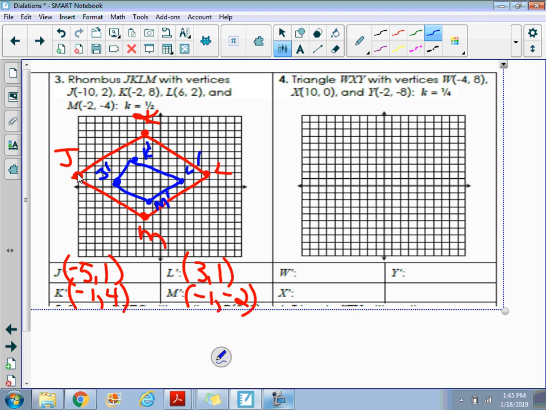You guys try number 4. Are we going to get a fraction for number 4? Or like a decimal? Alright, so I'll do the numbers with you guys together. So for W, you're going to end up with, what's 1/4 times negative 4? Negative 1, and then 1/4 of 8 would be 2. Because really what you're doing is dividing each piece by 4.